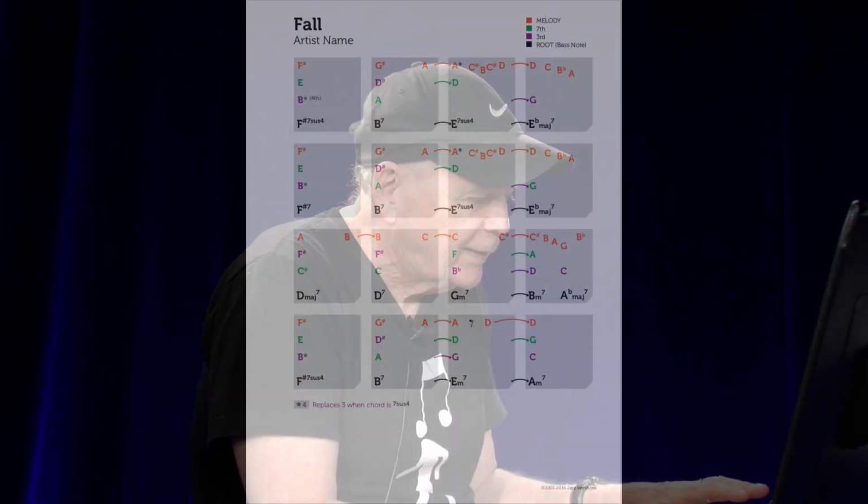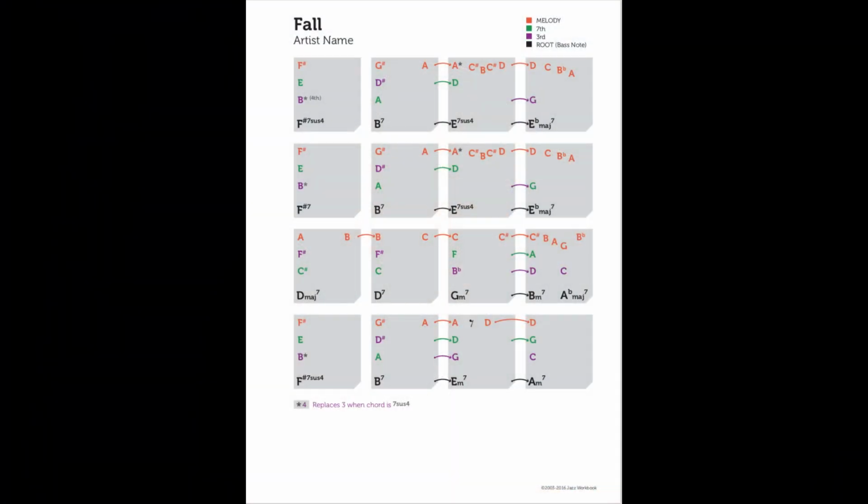Okay, so the next song is called Fall by Wayne Shorter. And this chord has what's called a sus4 chord in it. So when you have a sus4 chord, that means you don't have a third, so it's suspended. So on the first chord, F sharp is the melody, the 7 would be E, but instead of a third, I have a 4, sus4, okay?